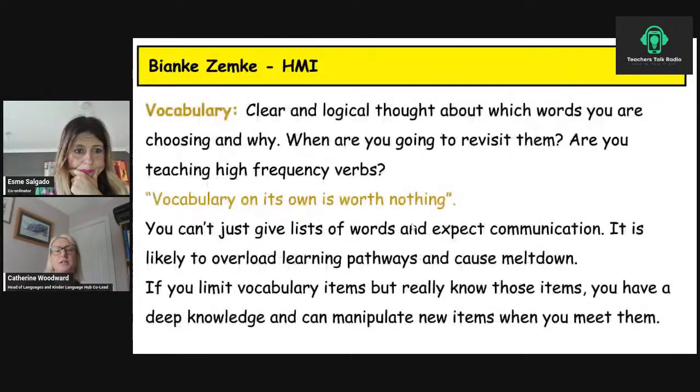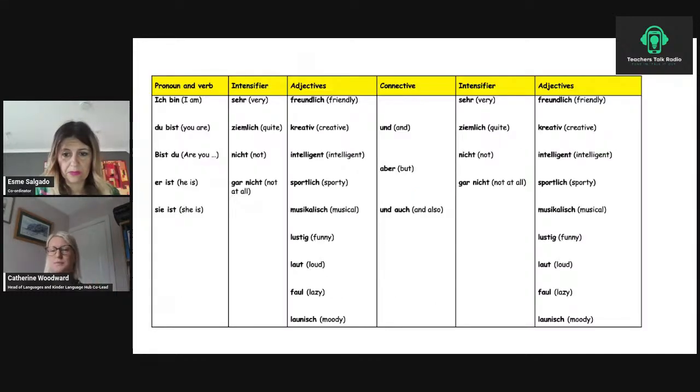So if I go on to vocabulary now, Bianca Zemke said we need a clear and logical thought for the vocab we introduce. We need to revisit it, and vocabulary on its own is worth nothing. So as has been said already this morning, less is more. We only do 2 topics per year. We don't really rush through it. So we really think about what we want to do. And the next 4 slides are just examples of sentence builders where we go back and retrieve knowledge.